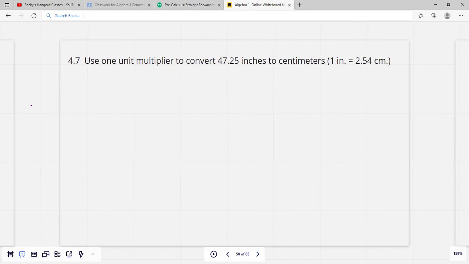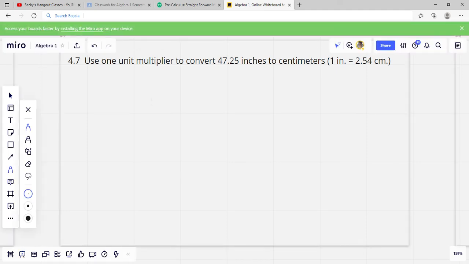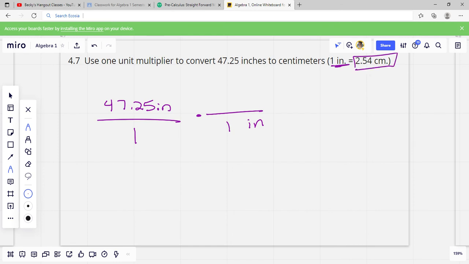All right, next one. Use 1 unit multiplier to convert 47.25 inches to centimeters. First thing I got to do is write 47.25 inches over 1. Now, I got to convert that to centimeters. I'm going to use the unit multiplier, and I know I need inches on the bottom. So I have 1 inch on the bottom, and 2.54 centimeters on top.